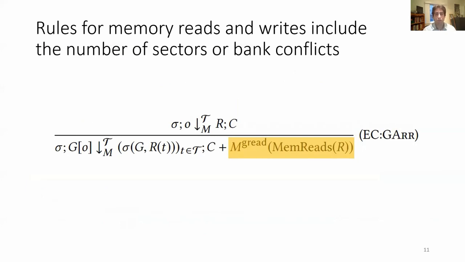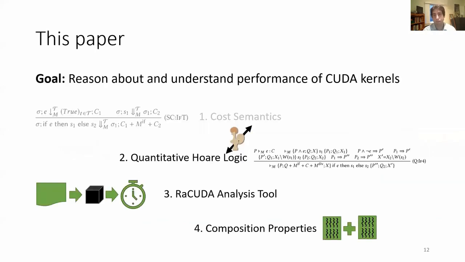One other thing to mention about resource metrics is that for some operations, the cost is parameterized by an additional integer. For global memory reads and writes, this is the number of sectors accessed. And for shared memory reads and writes, it reflects the number of bank conflicts.